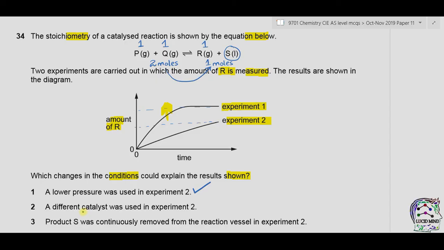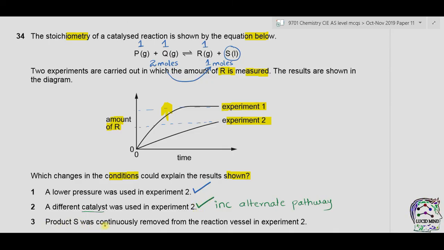Option 2, a different catalyst was used in experiment 2. Now a catalyst increases the rate of reaction by providing an alternate pathway. It is not necessary that when a different catalyst is used, the rate of reaction will remain the same. So there could be different catalysts present in experiment 1 and experiment 2. So option 2 could be correct.